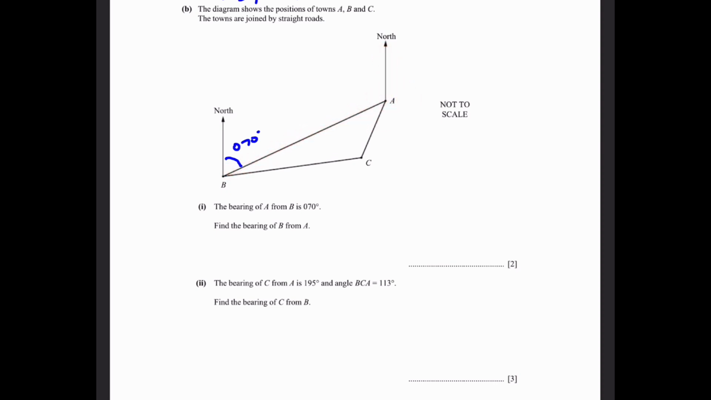And this angle, bearing of B from A, is going to be always 070 plus 180, which is 250. That's our answer. And if this value was greater than 180, then we just subtract 180 to get the bearing of B from A. So whatever it is, if the value is less than 180, we add 180. If the value is greater than 180, then we subtract.